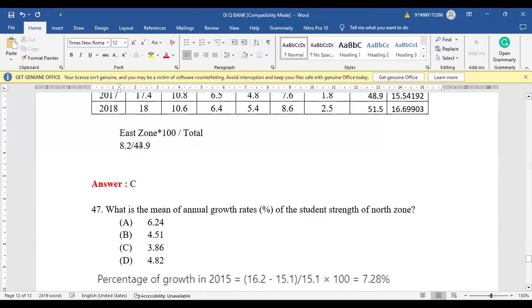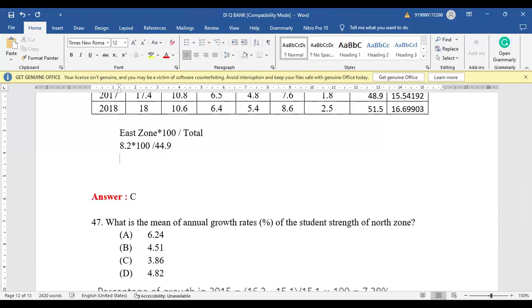How to divide it, sir? It's difficult, right? I'm looking at the value. So what we do is go for approximation logic. I will make this 8.2 as 8 and this 44.9 as 45, into 100. Now it is easy to calculate.